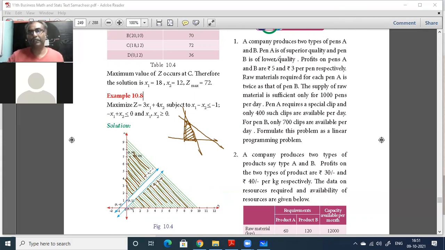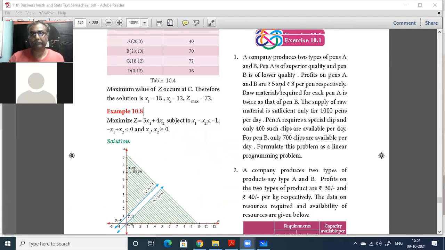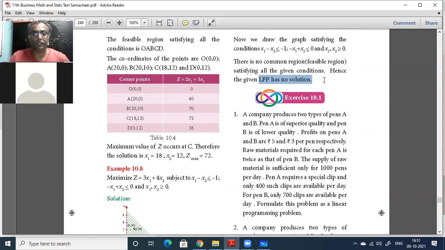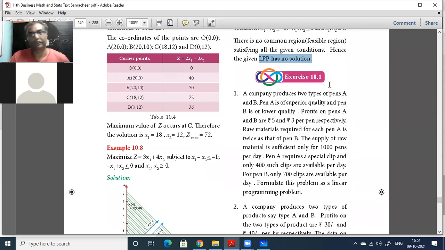So that's why you say these two lines are in such a way that there is no common feasible region coming, just satisfying the two constraints. So no LPP maximizing solution is possible, because we cannot draw the feasibility graph at all. No feasibility region is appearing, so no solution for maximizing or minimizing or any optimizing of Z is possible. Okay, that's all you do.